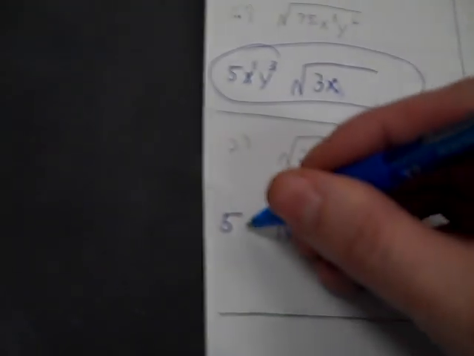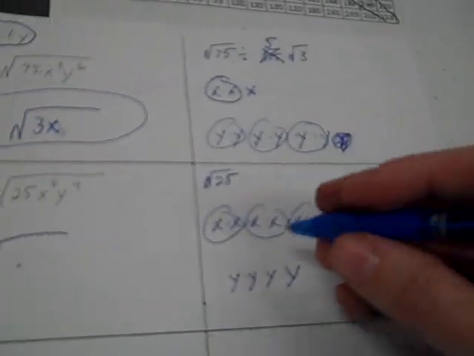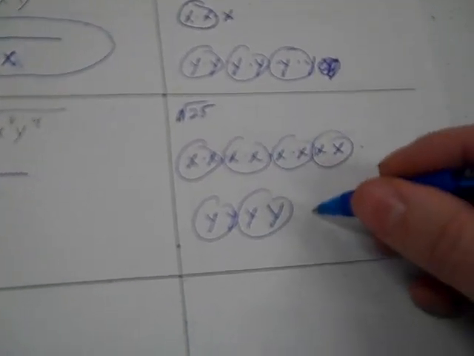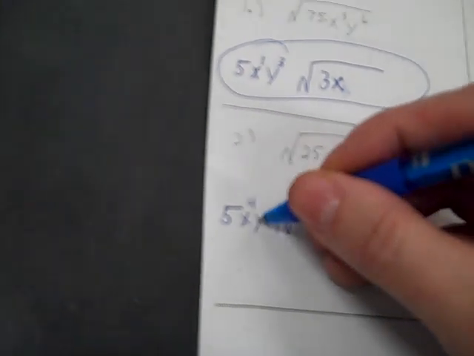Okay, now 1, 2, 3, 4. There's none left, so I don't put x inside. And I put x outside, and its power is how many circles I got. I made 4. Okay, y to the 4th. There's no y's remaining, so I don't put y inside. I put a y outside, and there'd be 2.